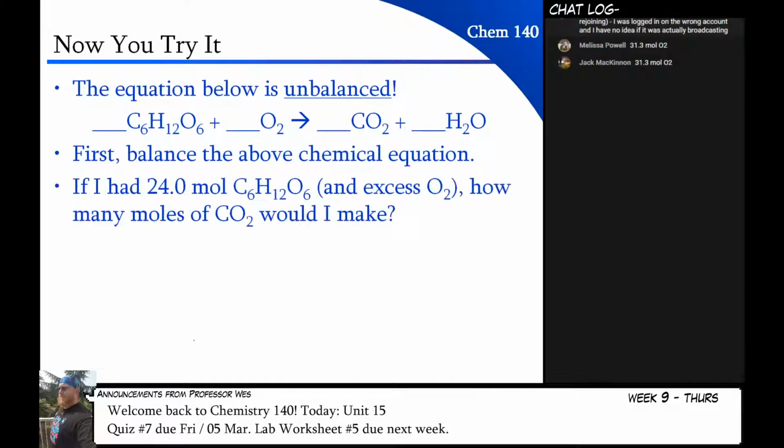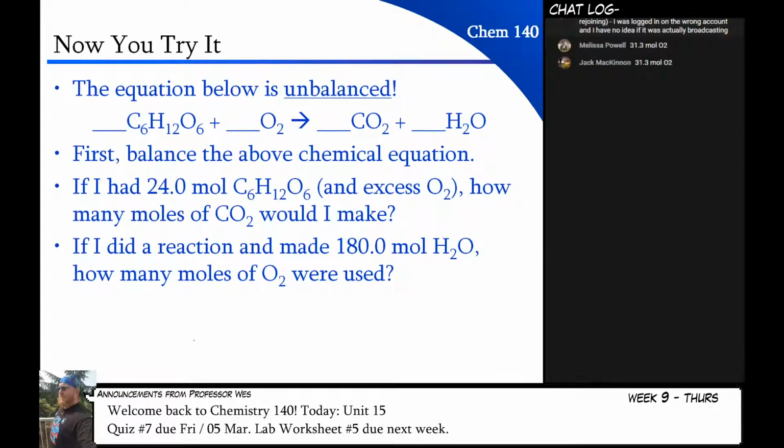All right, I'm going to give you an unbalanced equation, and then I want you to answer these questions about it. So fill in the blanks, balance the equation, and then if you have 24 moles of glucose and all the oxygen you need, how many moles of CO2 would be made? And then if you did a separate reaction and you created 180 moles of water, how many moles of oxygen did you also need? Okay, so go over these answers. Type your answers in the chat when you got them. And then we'll go over them together as a class in just a little bit.